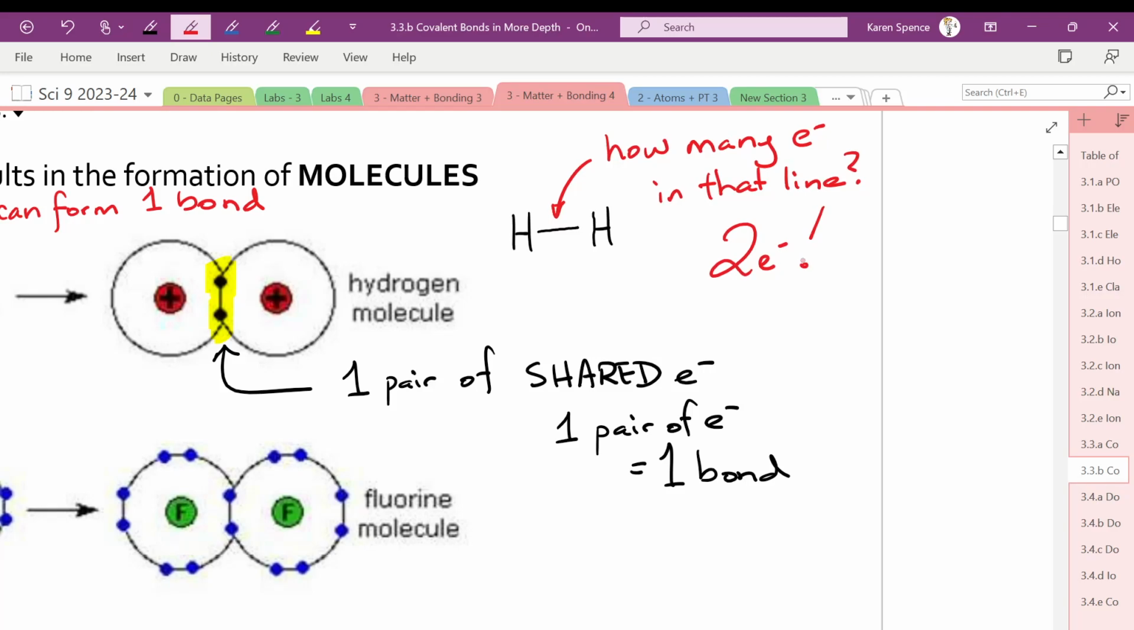How would you write the formula for that molecule? You would write H2. Just like that, right? No. Why not? What have I done wrong? What is wrong with this H2? Yes? 2 goes on the bottom. The 2 goes on the bottom, not on the top. That's right.